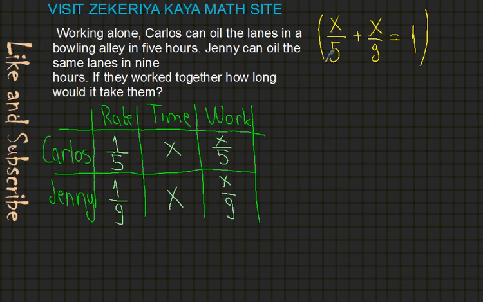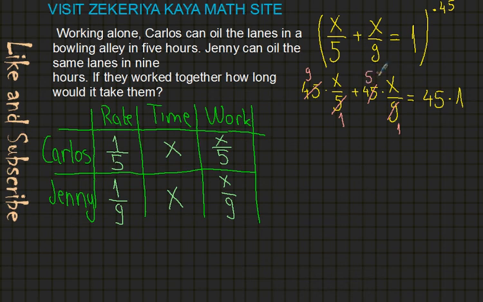To cancel 5 and 9, we will multiply everything by the common multiple, which is 45. 45 times x/5 plus 45 times x/9 equals 45 times 1. Let's simplify that. 45 and 5, we simplify both by 5. 45 divided by 5 is 9. And 9 and 45 is simplified by 9. We have 9 times x is 9x plus 5 times x is 5x, equals 45 times 1 is 45.